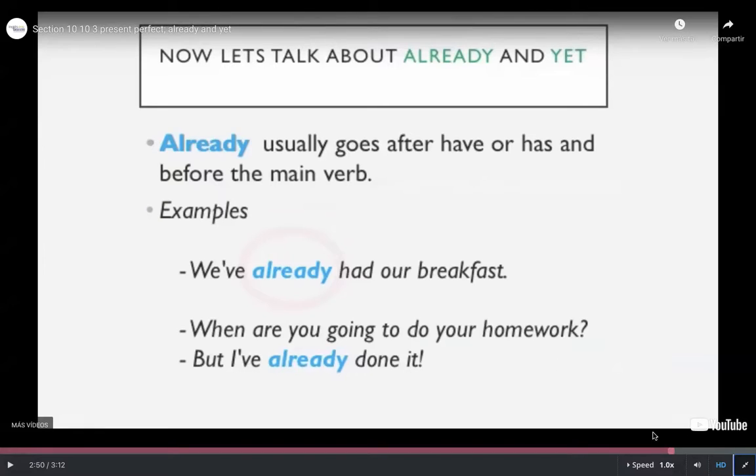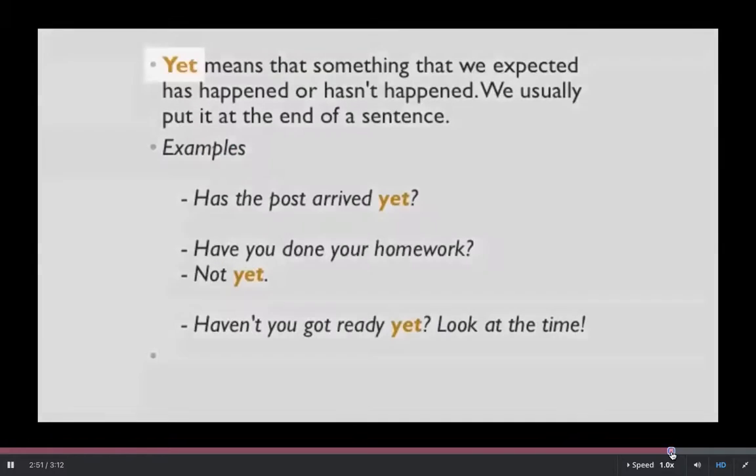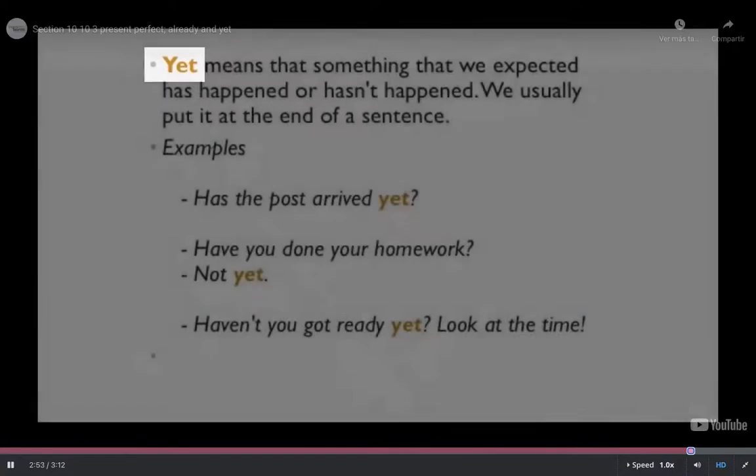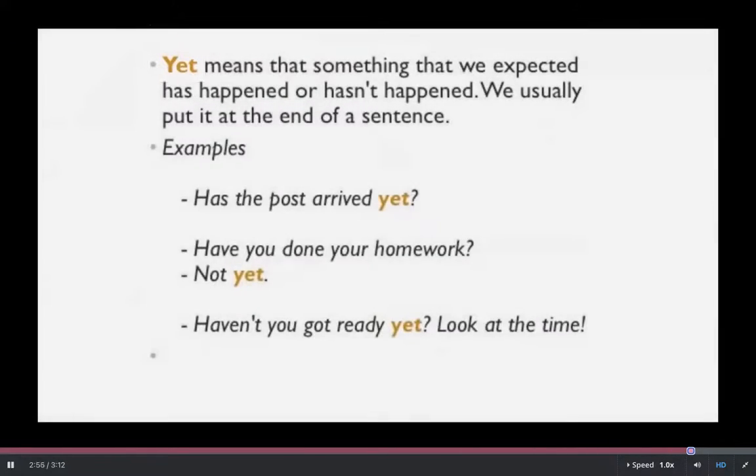¿Y qué creen que va a significar el yet? Si el already es ya, el yet va a ser... Yet means... Todavía. No, todavía no. Aún. Exacto. Something that we expected has happened or hasn't happened. We usually put it at the end of a sentence.